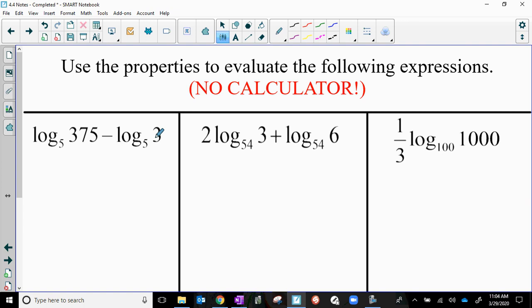5 to the first is 5. That's 0 point something. By 3 point something minus 0 point something. So my answer's got to be between like 2 and 3 something. I don't really know. So let's take a look at the key concept here.